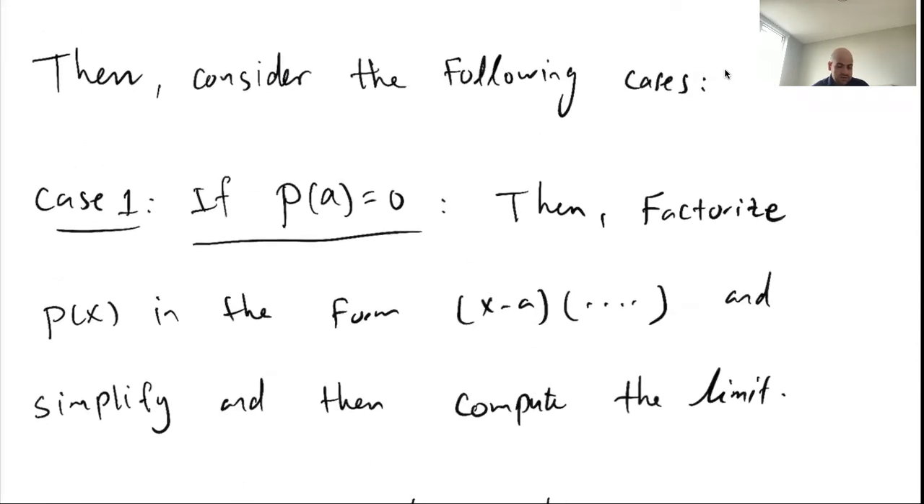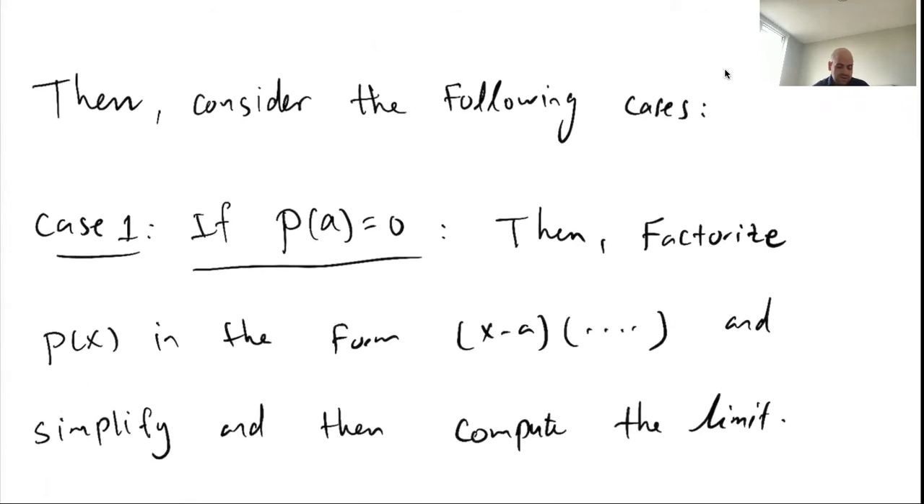But if P of A is also 0, then we have to factorize top and bottom, each one in the form x minus A times another factor. Because remember, from pre-calculus, we know that if you have a polynomial and x equals A is a root for that polynomial, then x minus A is a factor for that polynomial.